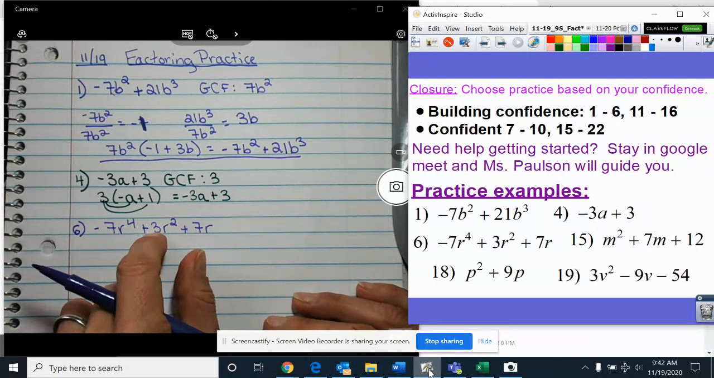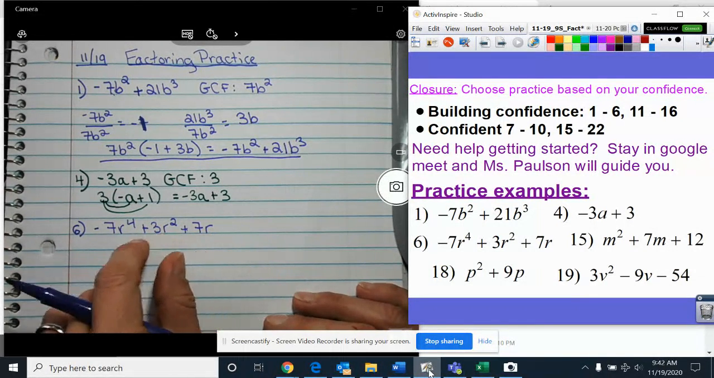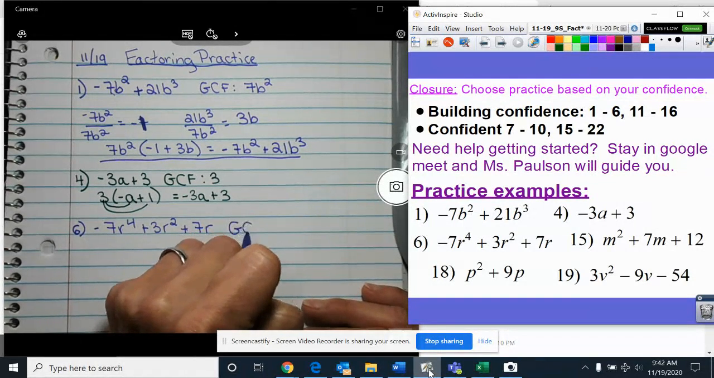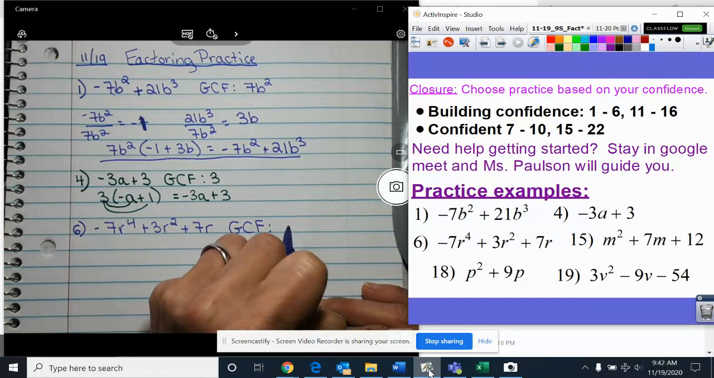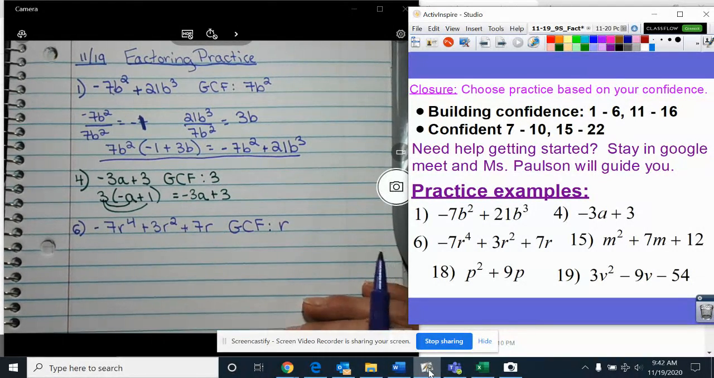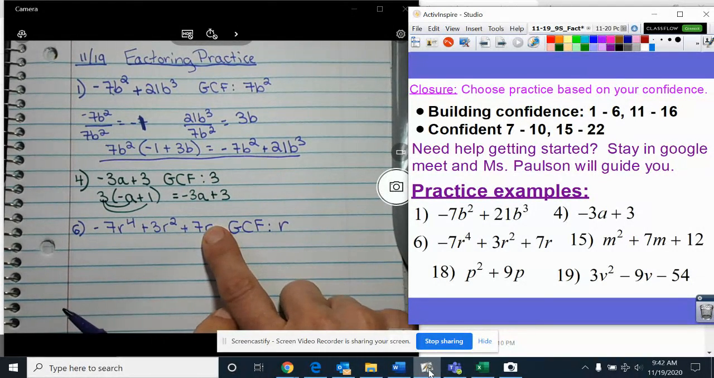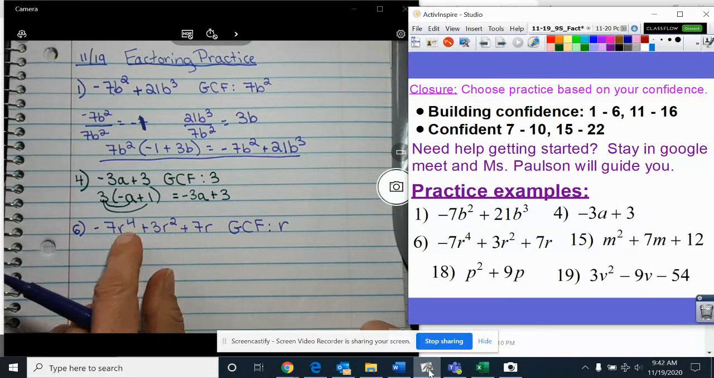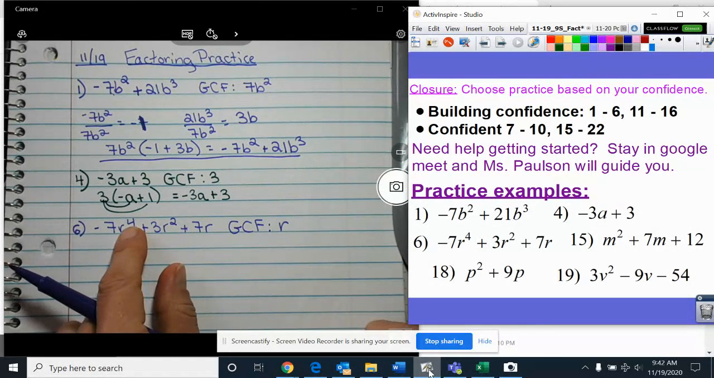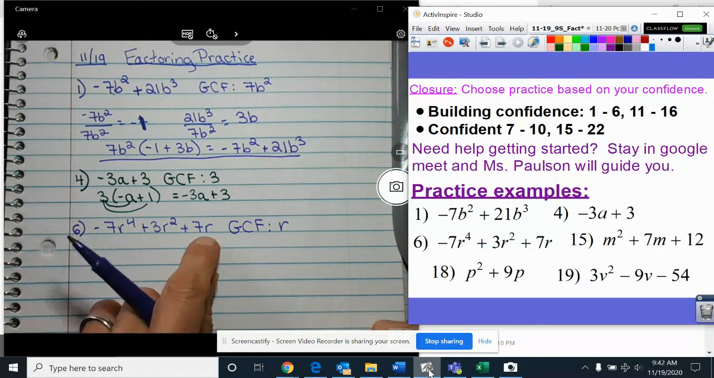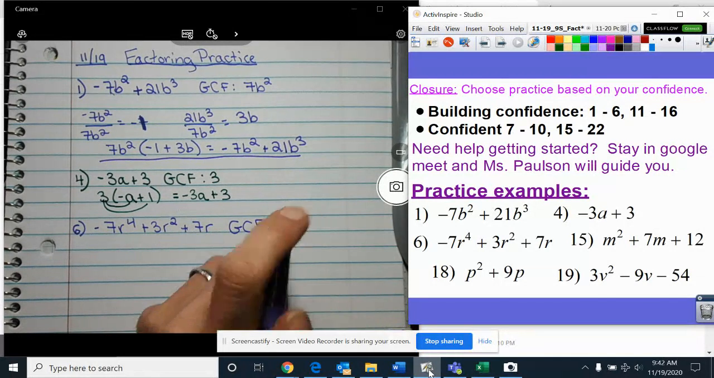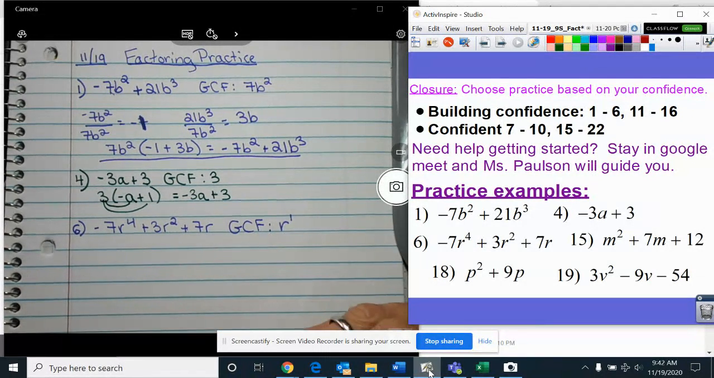The greatest common factor is the r that they share amongst the 3 terms. So the GCF in this case is just r. This has one r multiplied, this has 2 r's multiplied, this has 4 r's multiplied. So the most that we could divide out of each 3 terms is 1 r. And if it helps to put that exponent of 1, do it.